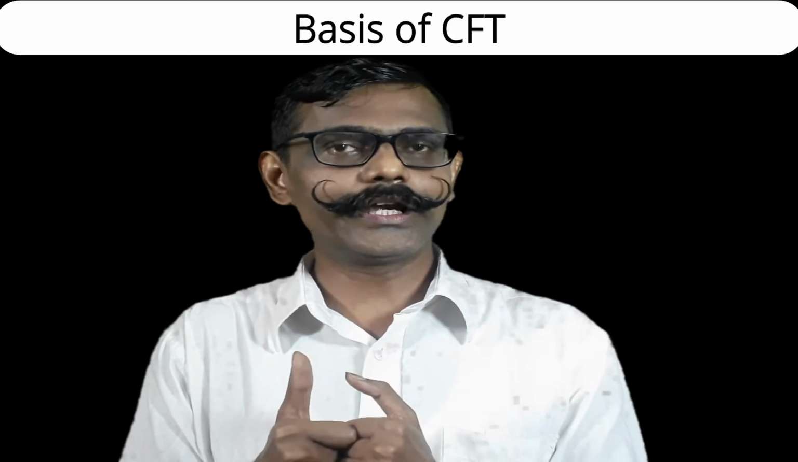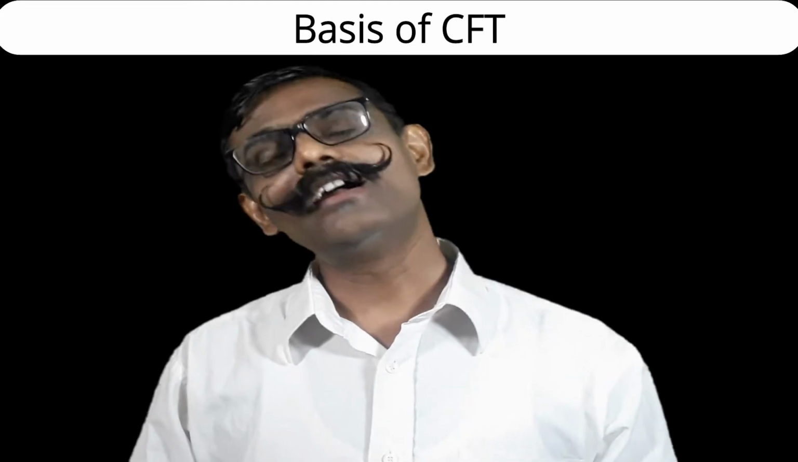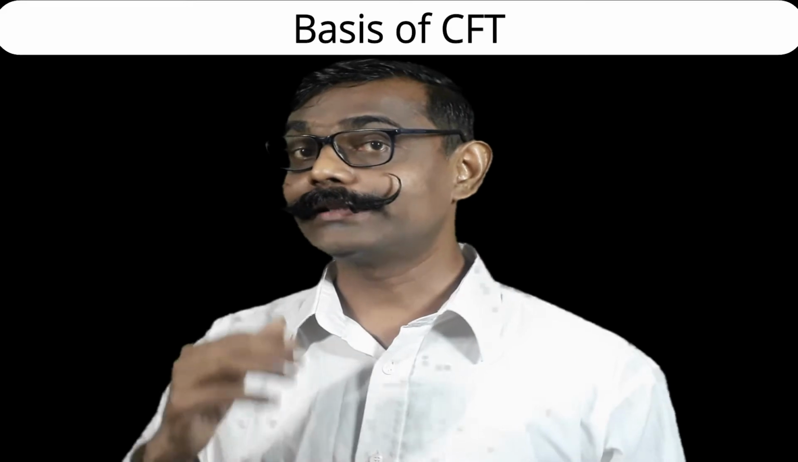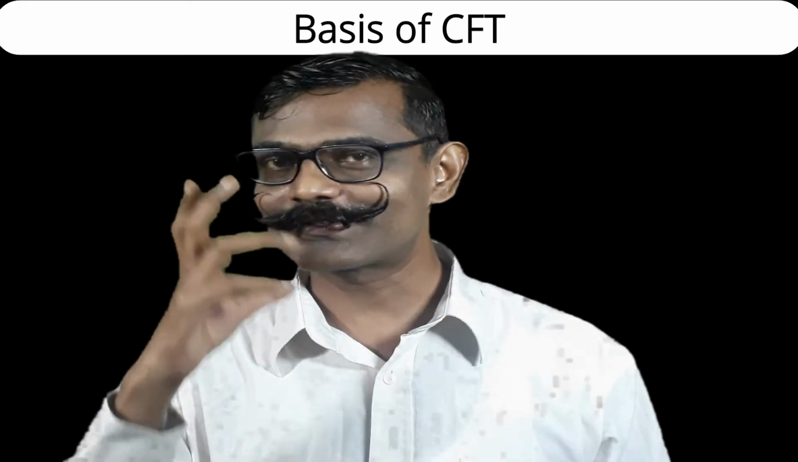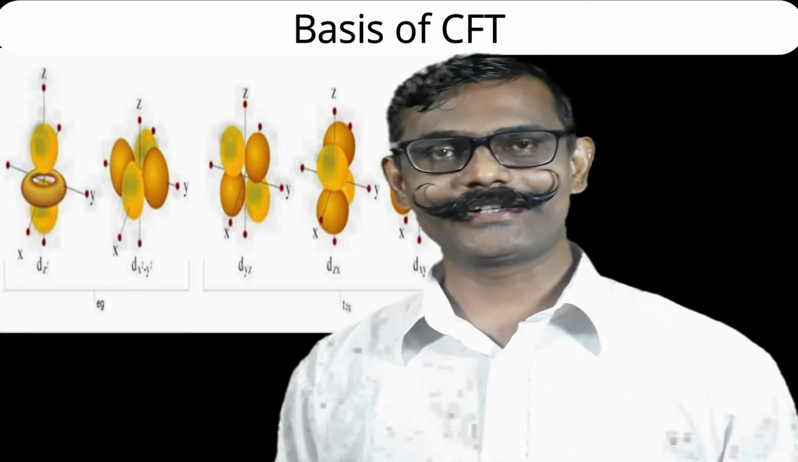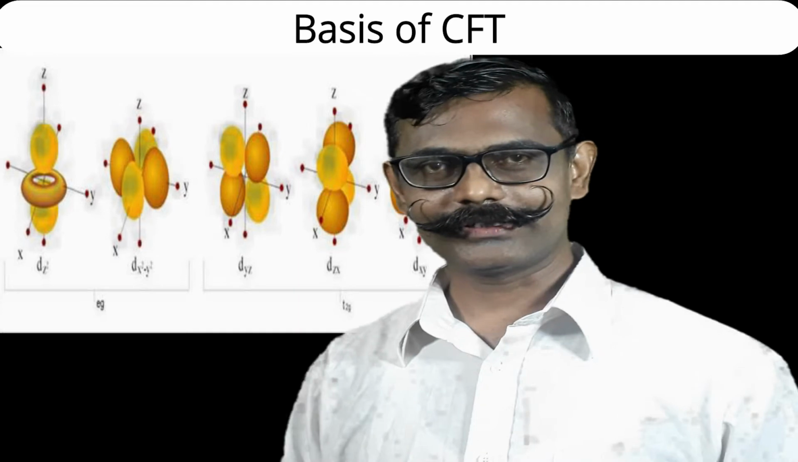Unless you know the orientations of d orbitals, how interaction with the ligands is occurring, you will not understand. Therefore, let us know what those d orbitals are, how they are aligned or oriented, and what their shapes are. See here, the 5 d orbitals are represented. One by one, let us see.